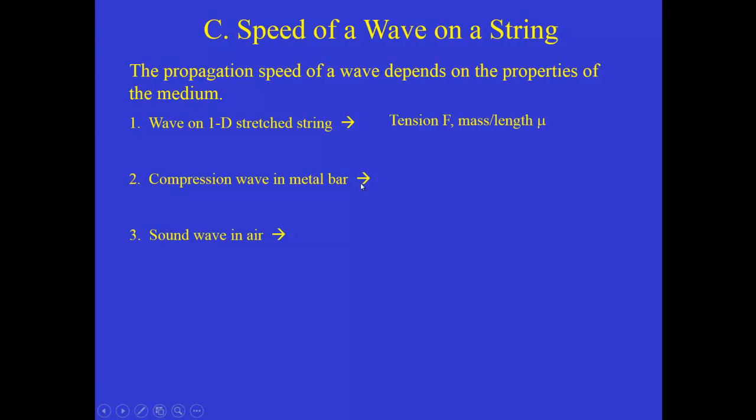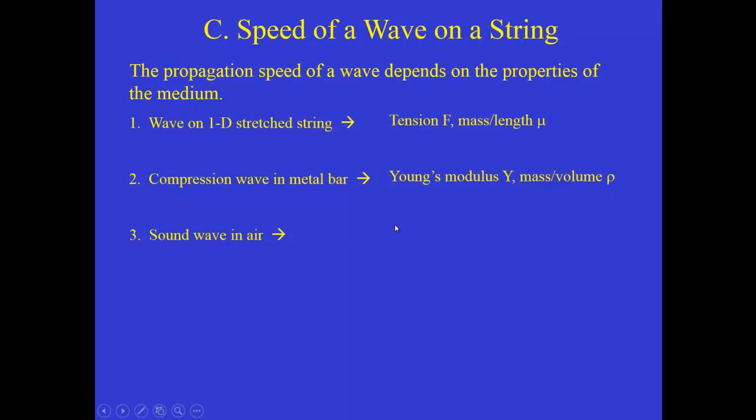Now what about a compression wave in a metal bar? In some ways, the metal bar is a lot like a stretched string, except that it's a three-dimensional quantity. And so there's something akin to the tension that describes the internal relationship of the atoms inside the metal bar, and that's something called the Young's modulus. It tells us basically how stiff the bar is. And then since the metal bar is a three-dimensional quantity, we wouldn't talk about mass per unit length, but rather its mass per unit volume. And that's given by the Greek letter rho.